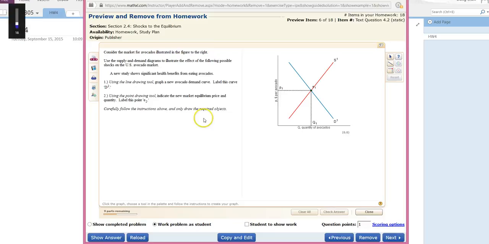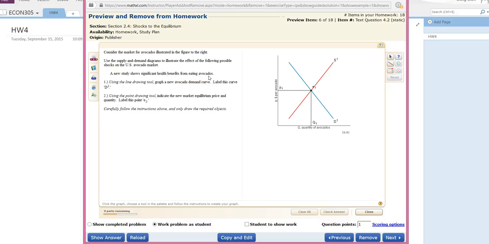Alright, so the question I'm discussing is question number 6 of homework 4. This is one of the relatively poorly done questions, so let me read the setup quickly. Consider the market for avocados illustrated in the figure to the right. Use the supply and demand diagrams to illustrate the effect of the following possible shocks on the U.S. avocado market. The first scenario is a new study shows significant health benefits from eating avocados.